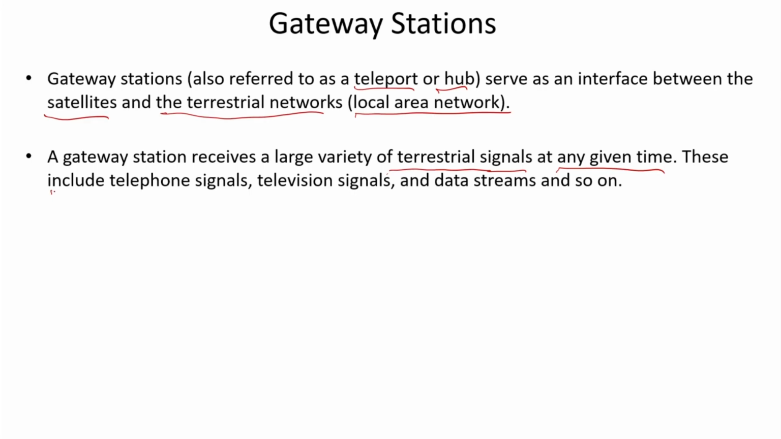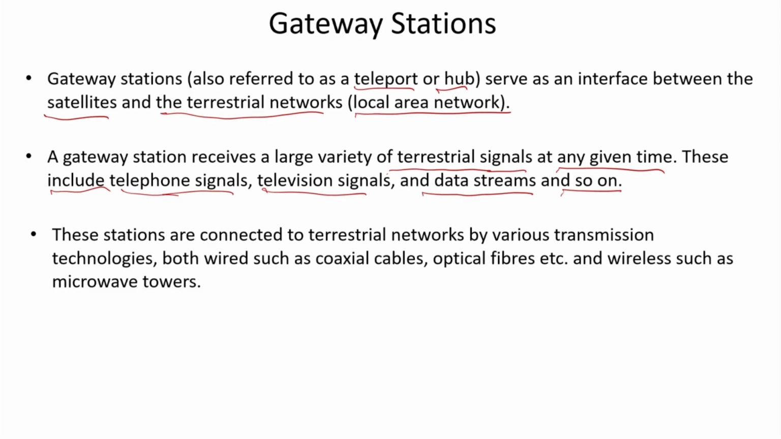And so, this includes telephone signals, television signals, broadband, and data streams and so on. These stations are connected to the terrestrial network by various transmission technologies. There are two types of technology. One is wired. Wired means using cables, so it can be coaxial cable or optical fibers, or it can be wireless.